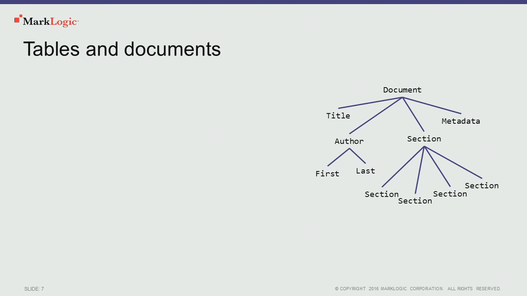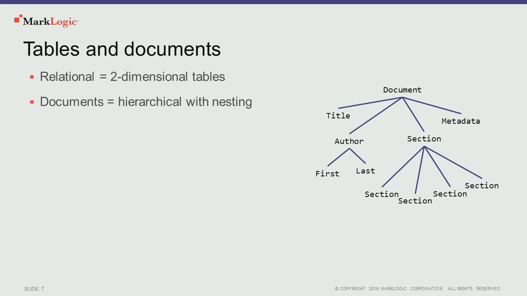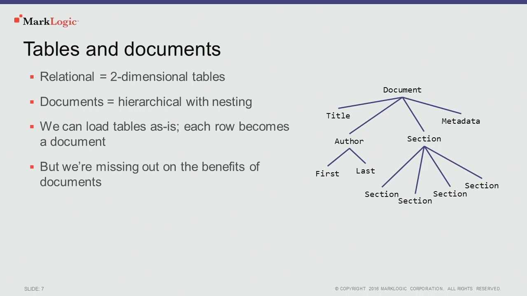And so when we're taking data from these relational silos and bringing it into MarkLogic, the first thing we have to think about is we've got data in tables, rows and columns in our relational database, but we need to get it into documents in MarkLogic. And I think probably everybody's familiar with relational. These are 2-dimensional tables. But documents are a bit different. You can think of them as 3-dimensional. They're hierarchical. We can nest them to as many levels as we want. And it is absolutely true, in fact, you're going to see this in the demonstration, that we can load tables as is. Every row becomes a document. But when we do that, there's a number of benefits I'm going to go over that we miss out on when we just take that kind of 2-dimensional view of rows and create documents based on that same view.